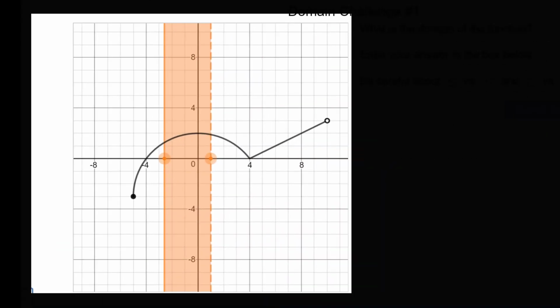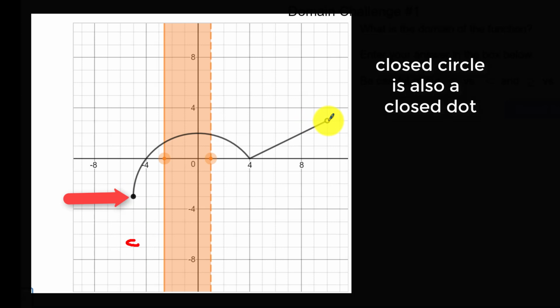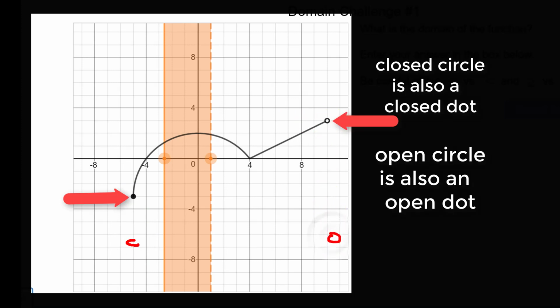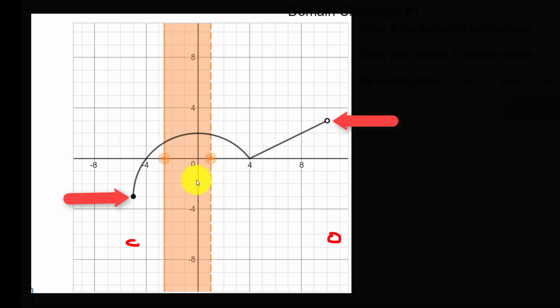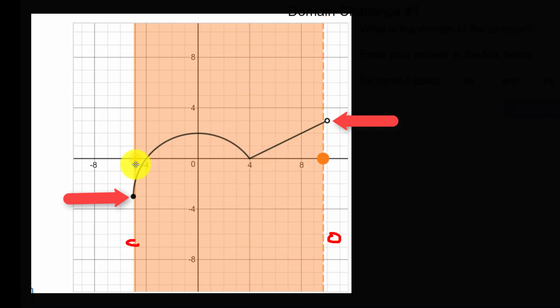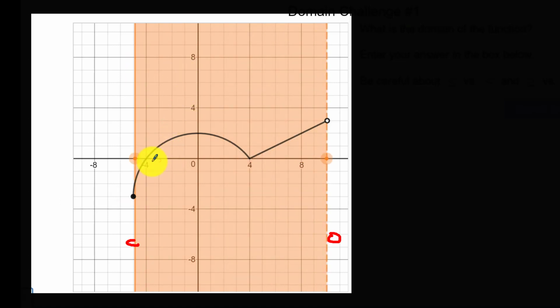Alright, for this next example, again, let's identify our left endpoint. This is a closed circle. The right endpoint is an open circle. Let's move our slider so that we can cover our graph from the left endpoint all the way to the right endpoint. Next, let's identify the x value on our left endpoint. My x here is -5. My x here is 10.